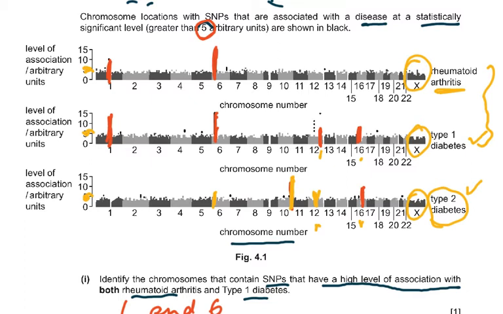Then rheumatoid arthritis has the fewest number of SNPs. So if you see at this one, rheumatoid arthritis only has 1 and 2, while here we have 1, 2, 3, and 4, while here again we have 1, 2, 3, and 4. So you can see this.